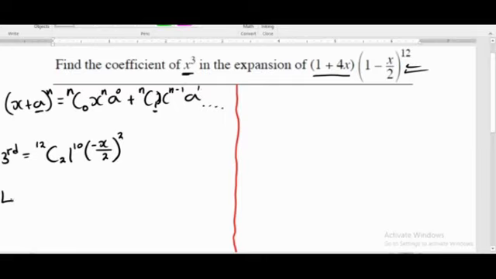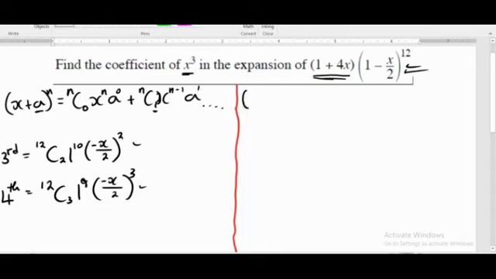Then we're also going to need the fourth term. The fourth term is 12 combination 3, then 1 raised to the power of 12 minus 3, that is 9, then into bracket minus x divided by 2 raised to the power of 3. Those are the two terms you are going to need. The reason is that when you expand with this bracket, multiplying 4x by this term gives x raised to power 3, and multiplying 1 by this term also gives x raised to power 3.